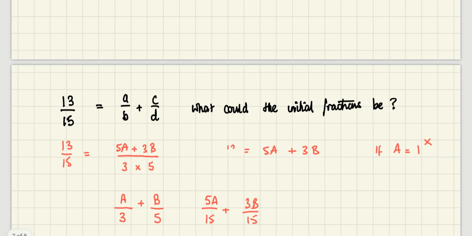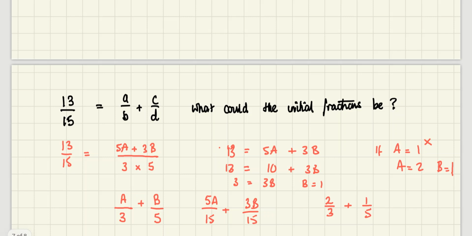What would therefore happen? I'm going to have to pick a different one. So what if a is 2? Then it would be 13 is 10 plus 3b. Well, that's nice, because then I've got 3b is equal to 3, which means b is equal to 1. Okay? So I've then found out what my a and b are. Therefore, my fraction would be 2 over 3 plus 1 over 5.